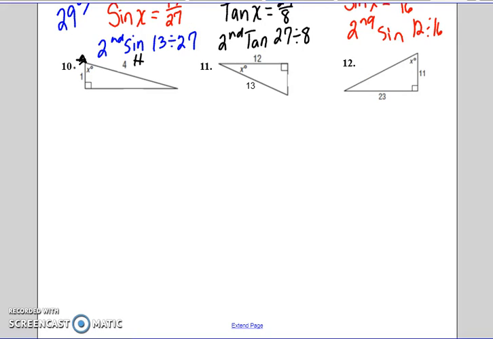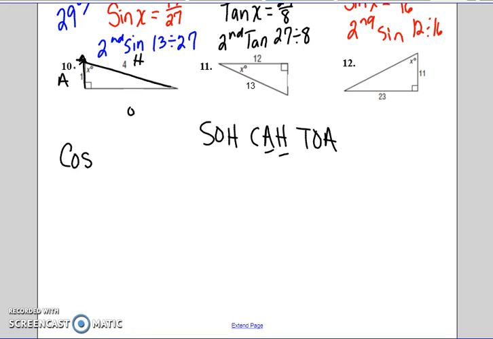So we have our hypotenuse, our opposite, and our adjacent. So if I'm looking at SOHCAHTOA, we have our adjacent and our hypotenuse. So that means this one will be the cosine of x is equal to 1 over 4. So you're going to hit the second cosine 1 divided by 4. And that would give you 76 degrees.